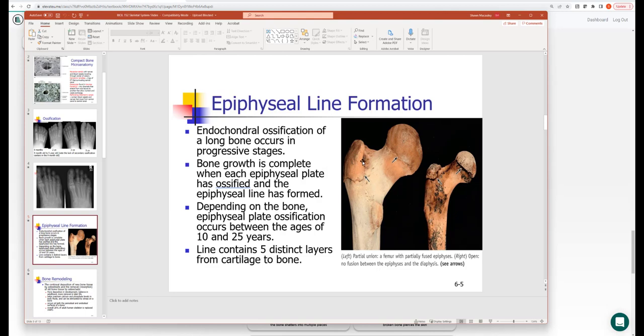So in an adult femur, the head and the greater trochanter would be found as one contiguous piece. While we're here, what's this bony projection? Right, that is the lesser trochanter. So this big bump is the greater trochanter, and this is the lesser trochanter.